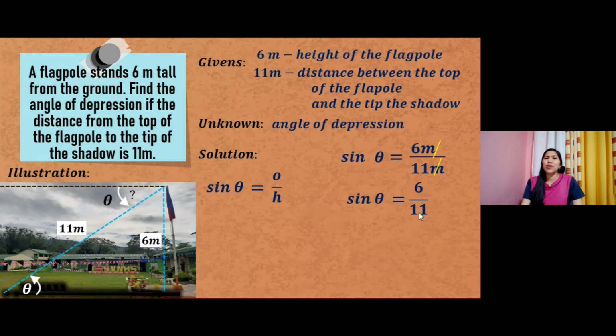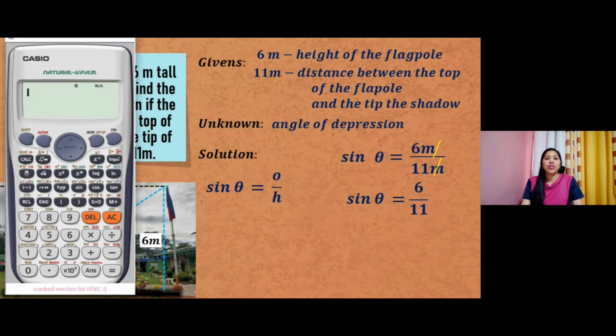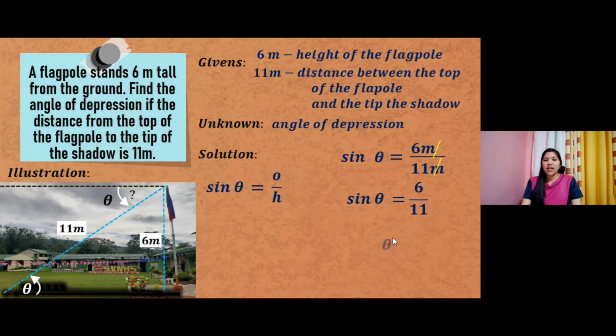So once again, since we're looking for the angle, what do we do with our calculator? You have to shift. So kindly get once again your calculator and let's input this all together. You have shift, and then sine because you have a sine ratio. Sine, and then 6 over 11. Then you click your equal sign. So that is 33.05. Theta is equal to 33.05.